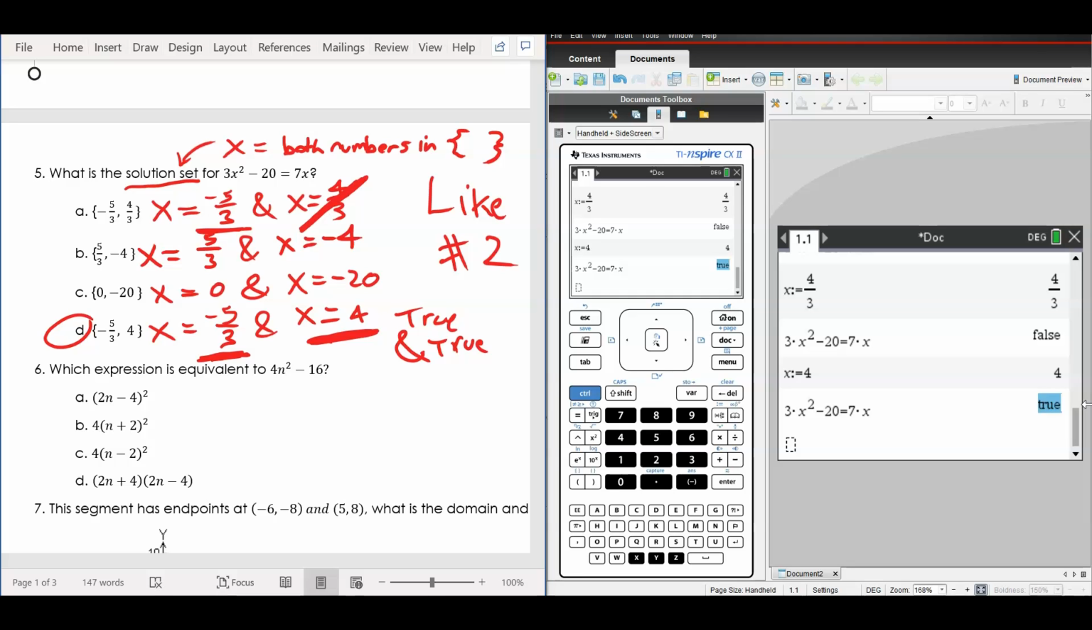So again, you got to try both values in the solution set.